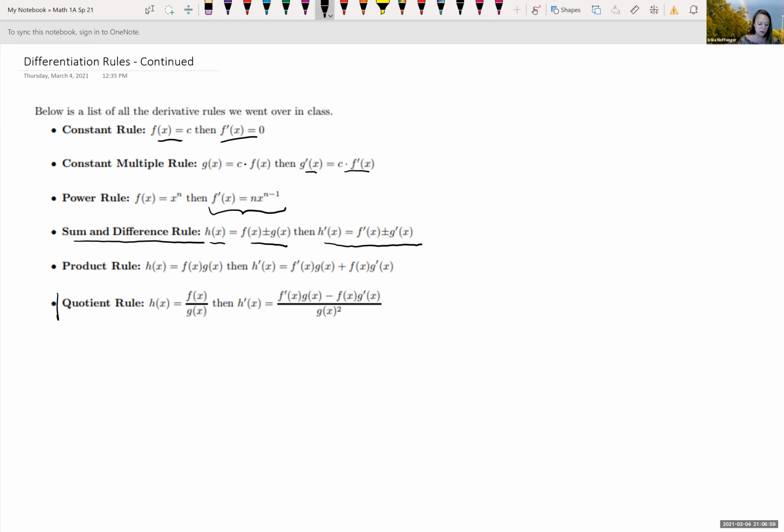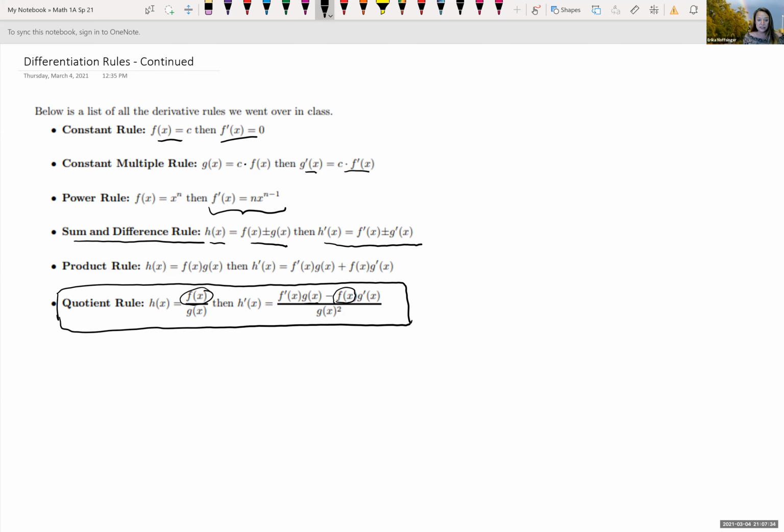Again, the quotient rule says if you have some function, let's call it h of x, equal to some function f of x all divided by g of x, where f of x and g of x are both differentiable and g of x cannot equal 0, then h prime of x is equal to the derivative of the numerator times the denominator minus the numerator times the derivative of the denominator, all over the denominator squared.